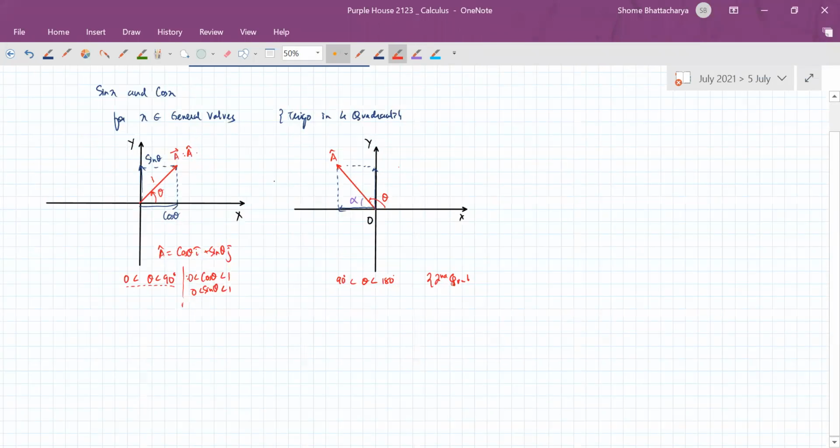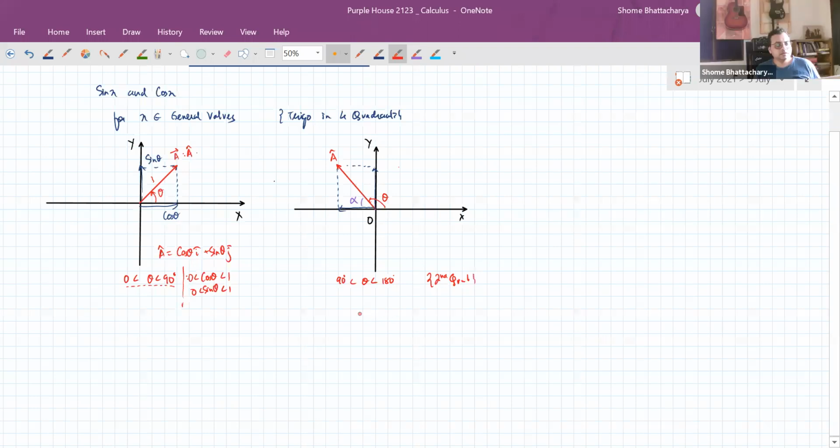So now when we are in the second quadrant, you can see that this cos theta will have to become a negative quantity, whereas sin theta is still a positive quantity. So our a cap, which is expressed as cos theta i cap plus sin theta j cap, in this cos theta will become negative of cos alpha, or negative of cos 180 minus theta, whereas sin theta will be positive of sin alpha, or positive of sin 180 minus theta. So this is the logic of the formula that we get in the second quadrant.